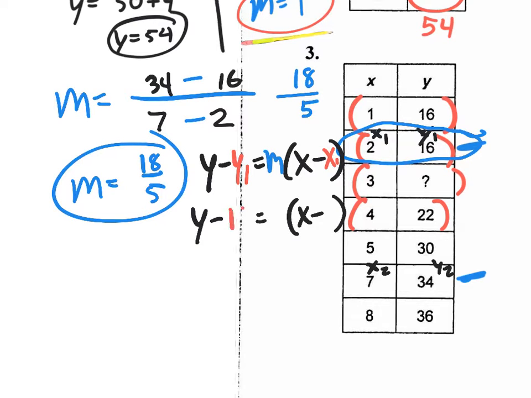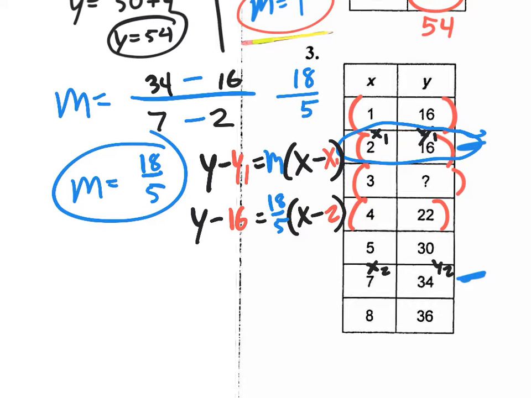And then we'll plug in our values. Our y1 value is 16. Our m value is a disgusting 18 over 5. And our x1 value is 2. So that's our point slope form equation, and let's get it to slope-intercept form.